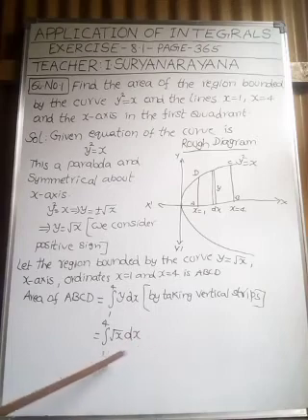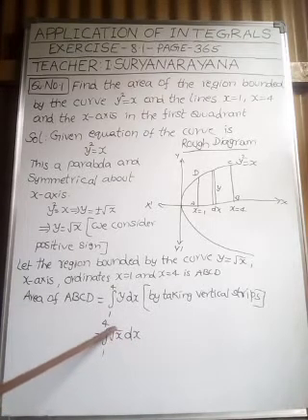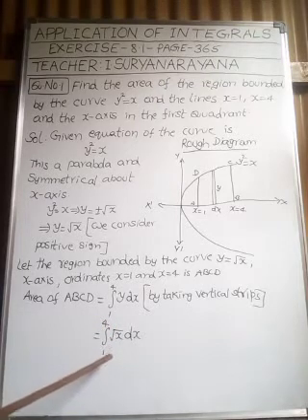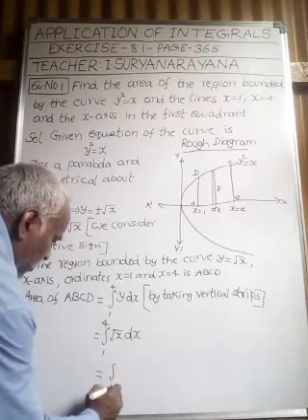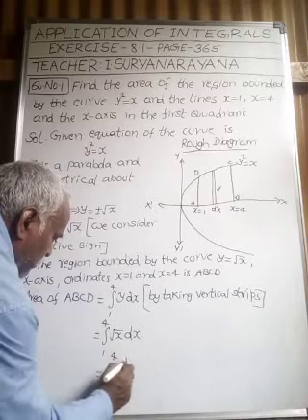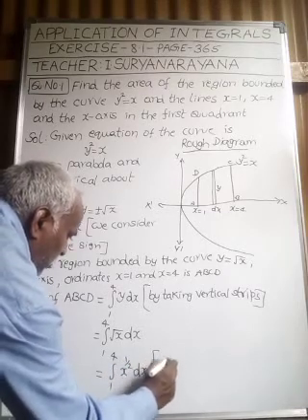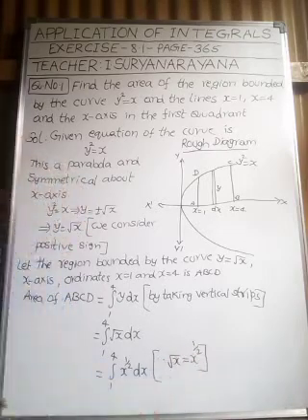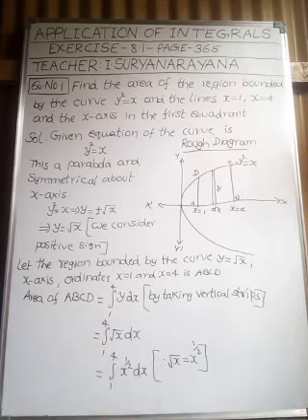Hereafter we use the previous knowledge. We integrate this function. After that we apply the limits. That is equal to integral 1 to 4, 1 by x power 1 by 2 dx. Root x can be written as x power 1 by 2. Understood this step, my children?